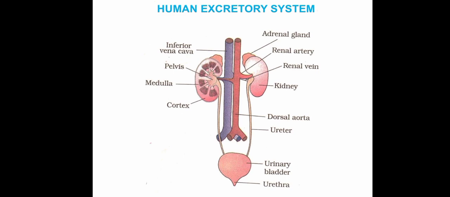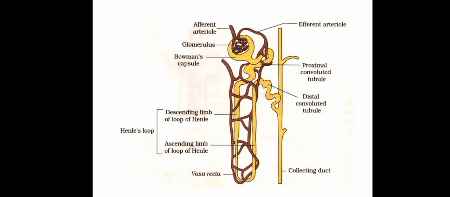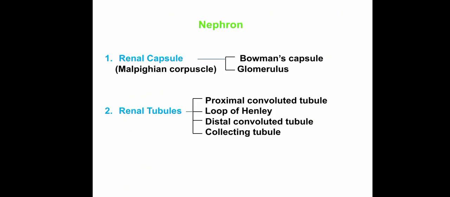Then what is the function performed by the kidneys? Actually, the kidneys have millions of nephrons. Those are filtering the blood. That is the function, as simple as it is. So what is the structure of the nephron? In the broad sense, it has two parts. One is the renal capsule, another one is the renal tubules.